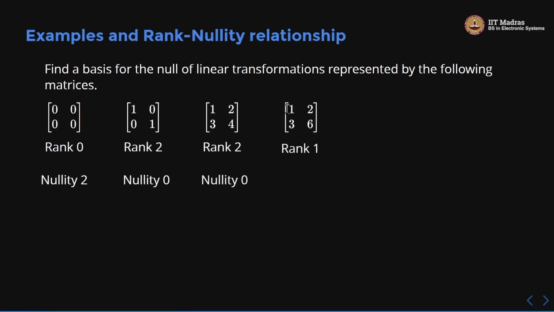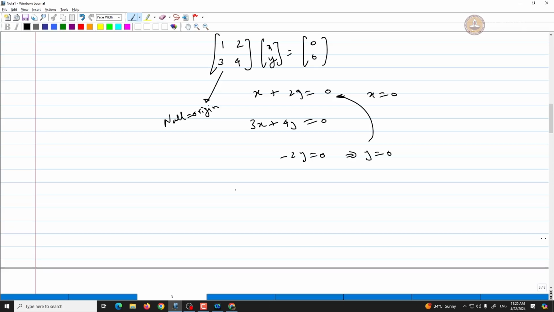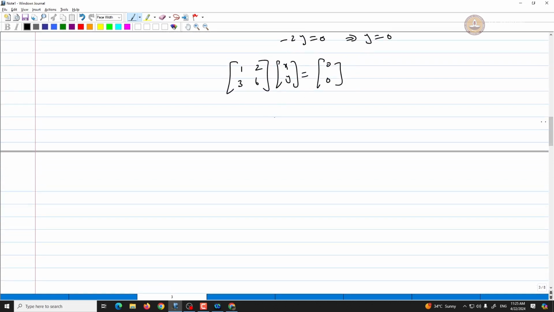Here is an example where you have 1, 2, 3, 6. Let's try that. Multiplying [x, y] equals [0, 0]. Here you will get something that's mildly interesting. If you write it down, you have x plus 2y equals 0, 3x plus 6y is 0. Try and solve for it, you're going to get 0 equals 0.